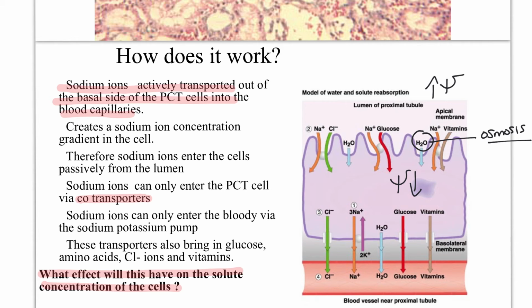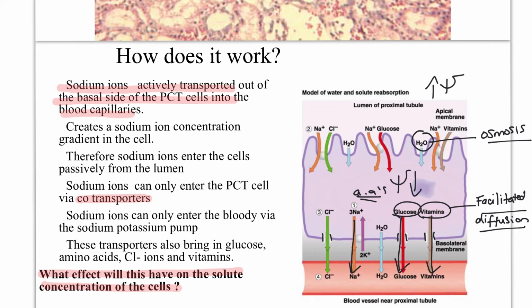So once these sodium ions enter the cell, they're being pumped out, maintaining this low sodium ion concentration, and we're getting a build-up of things like glucose and vitamins and amino acids and all these other things in the cell. In the basal membrane, there are specific channel proteins that allow these things to move out into the bloodstream via facilitated diffusion.